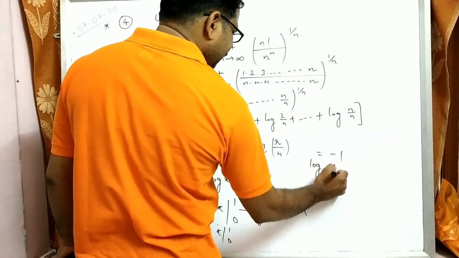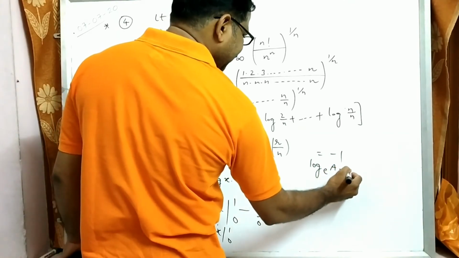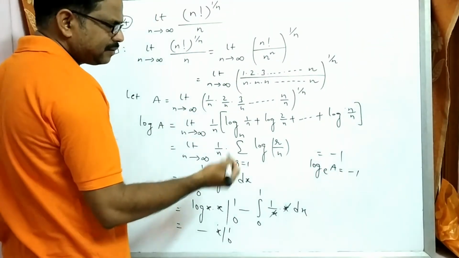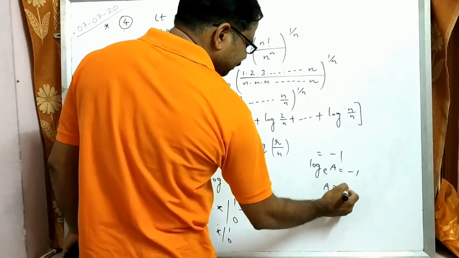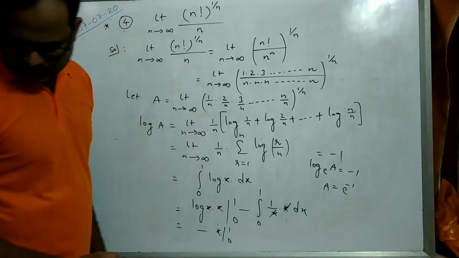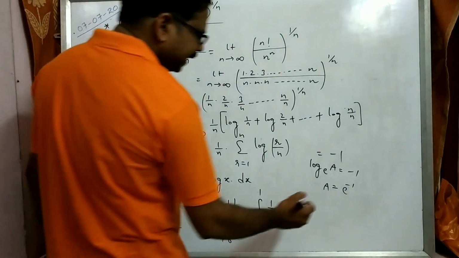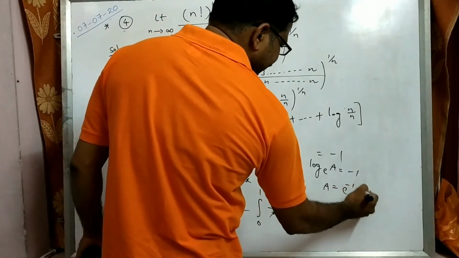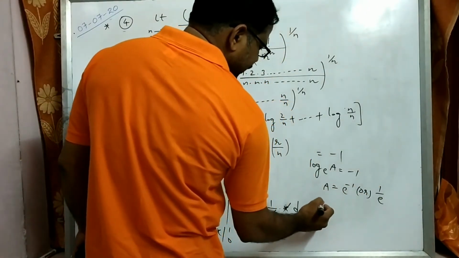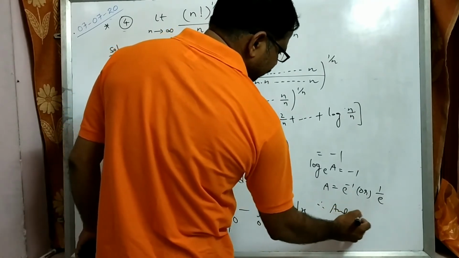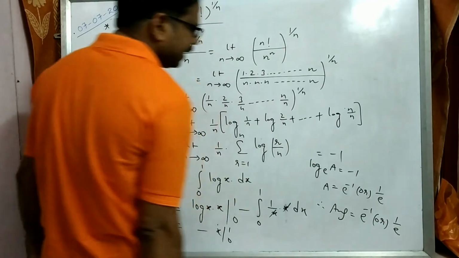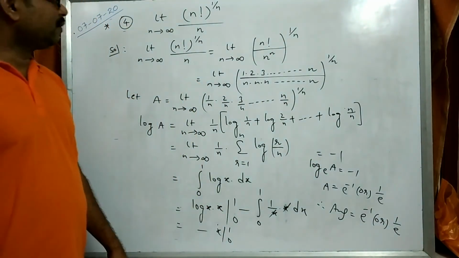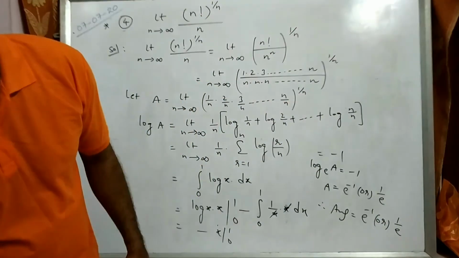Log a, to the base I will take e. If there is nothing as base we will consider it as e. So if I remove this logarithm, e power minus 1. E power minus 1, or you can write 1 by e also. Therefore my answer is e power minus 1 or 1 by e. That is the end of the solution. Okay.